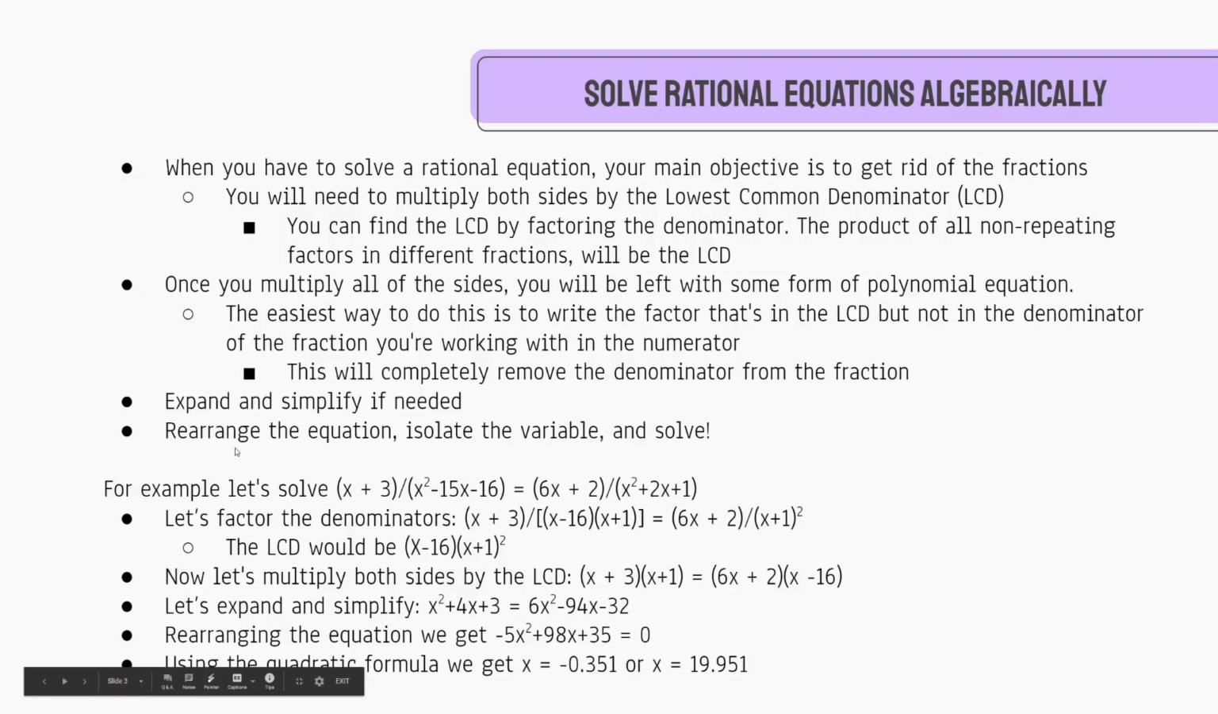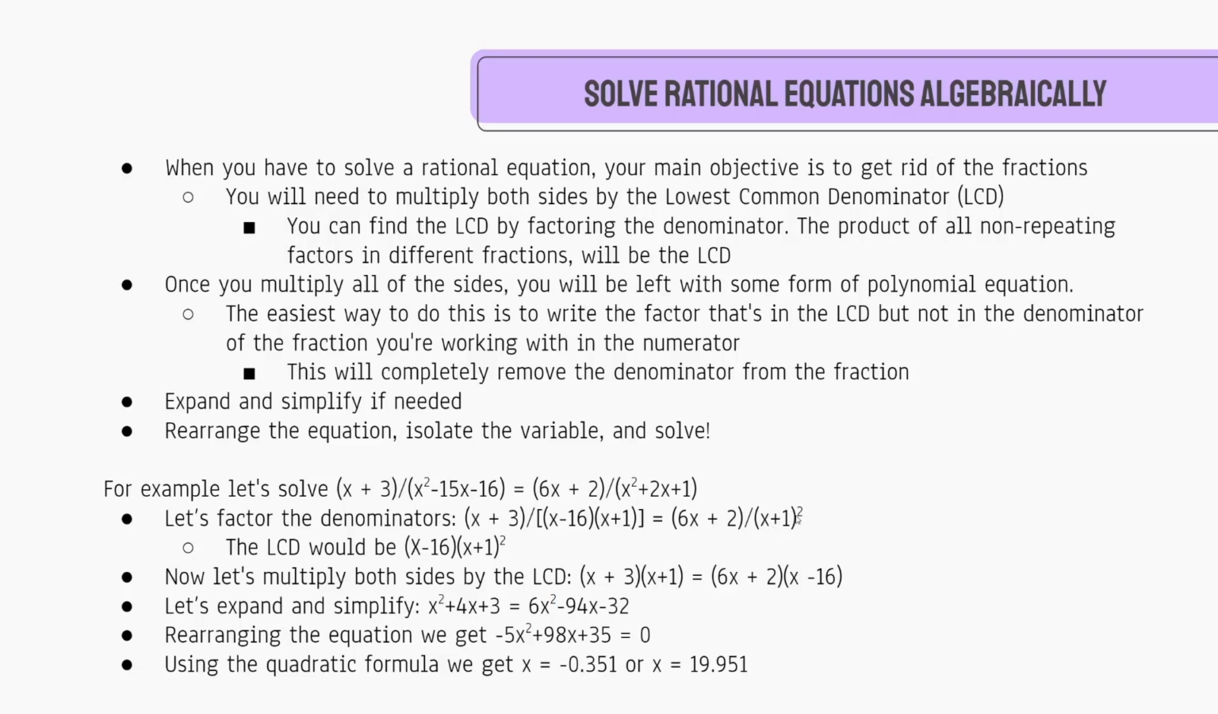First, factor the denominators. x squared minus 15x minus 16 can be factored into x minus 16 times x plus 1. x squared plus 2x plus 1 can be factored into x plus 1 squared. Now we need to find the LCD, which is the product of all non-repeating factors in the different fractions. Our first fraction has x minus 16 and x plus 1. We keep that. What does the second have?